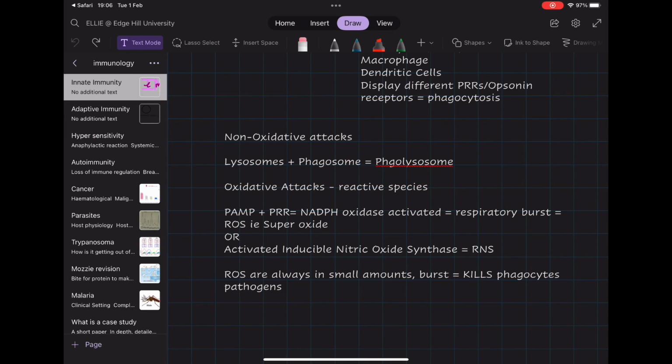And I've just noticed at the very end, I've put "kill phagocytes pathogens." It should be "kills phagocytes and pathogens," and I have spelled phagolysosome wrong earlier.